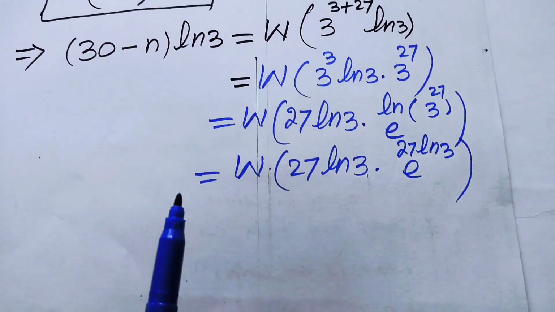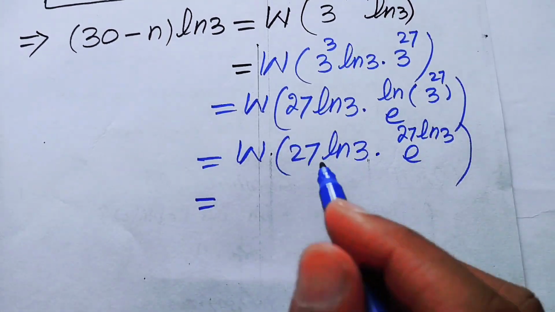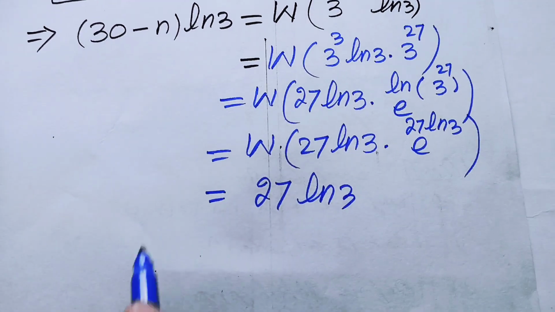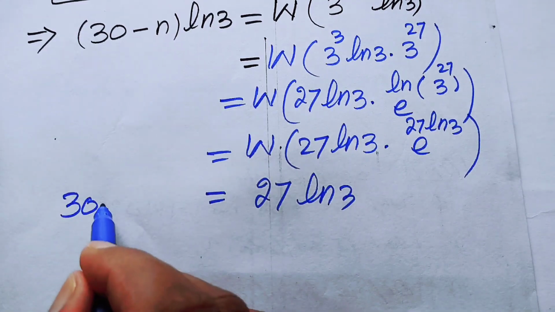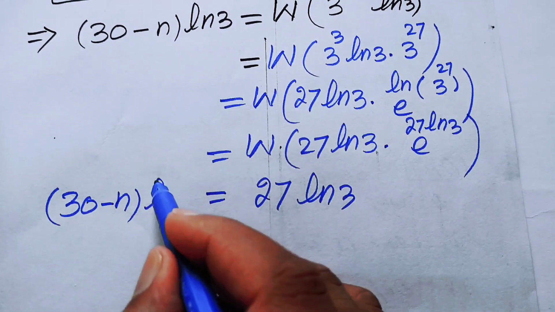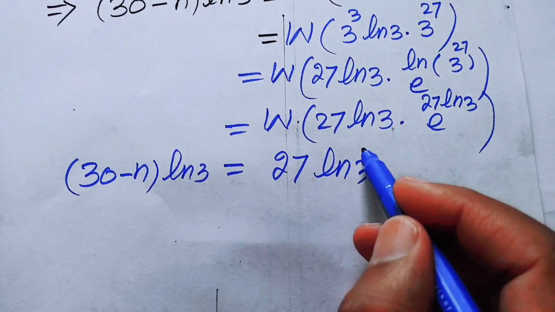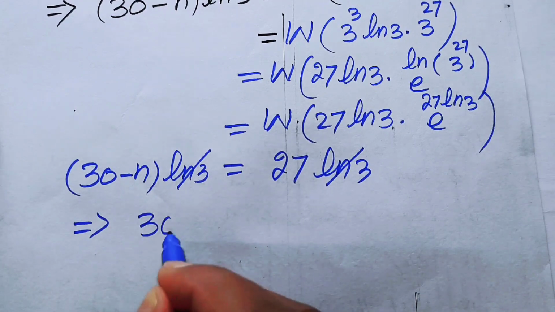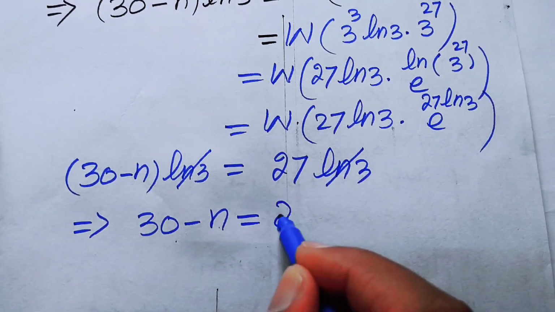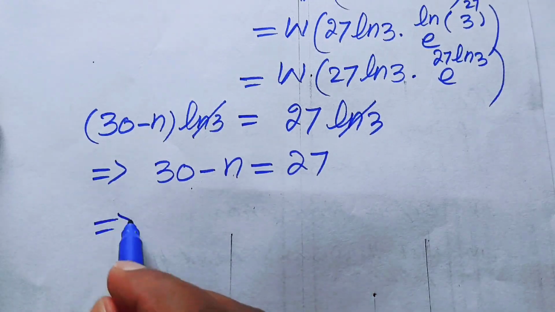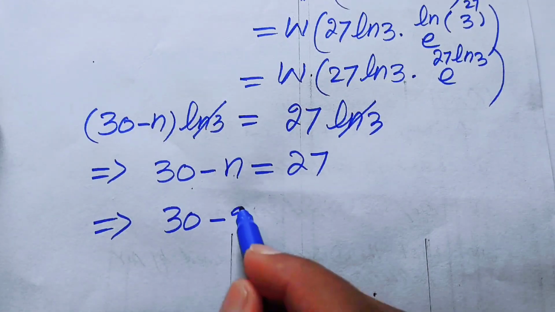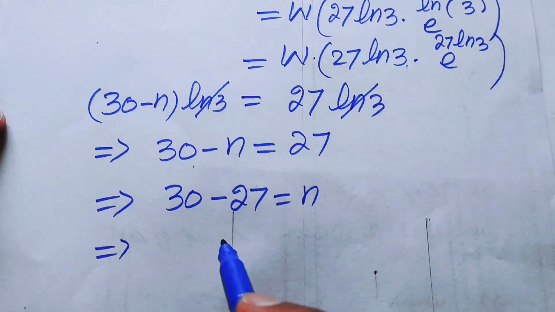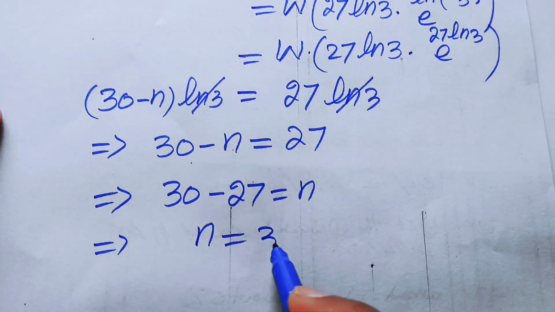Lambert W function. So we can apply the definition of this function, and you obtain 27 times log 3, and on the left-hand side we have (30 minus n) into log 3. Here you see that this log 3 is cancelled out by this one, and you obtain 30 minus n is equal to 27. Here we move 27 to the left-hand side and n to the right-hand side. So finally you get the value of n is equal to 3.